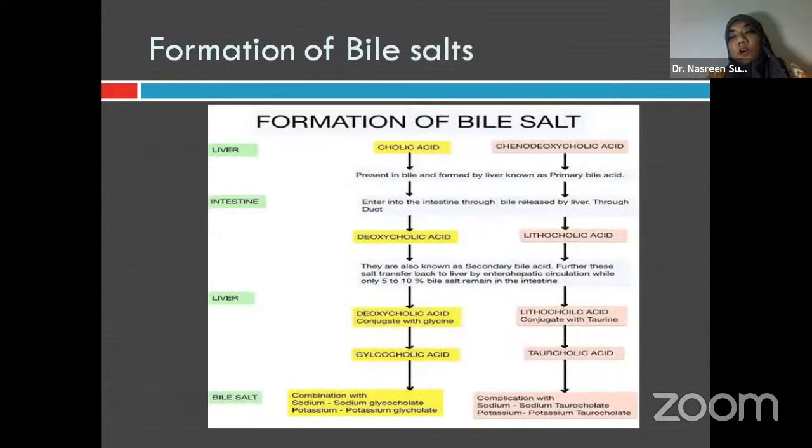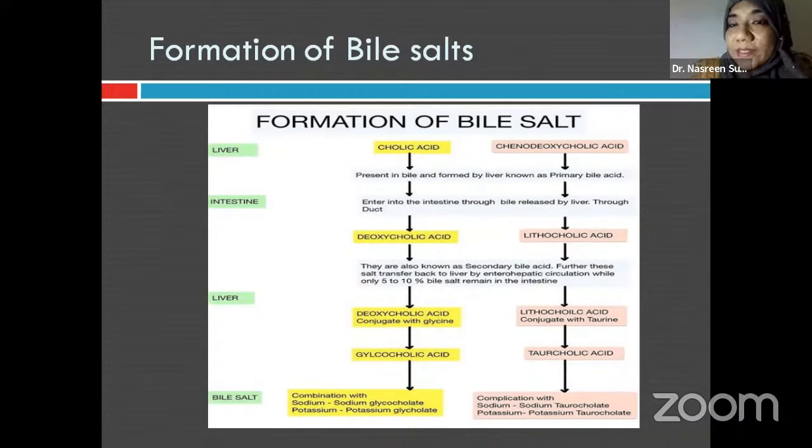Now the next one is formation of bile salts, where bile is produced in the liver. So how are bile salts produced? You know, the bile is produced from the liver and it is released into the small intestine, right? But from there, how you are getting these bile salts is very important. So usually you will be seeing two kinds of compounds, bile acids in the bile. What are they? Cholic acid and chenodeoxycholic acid.